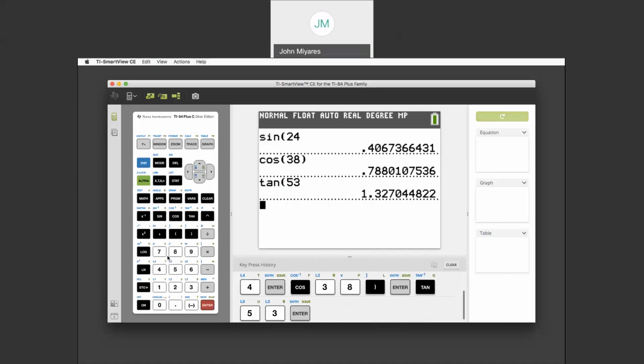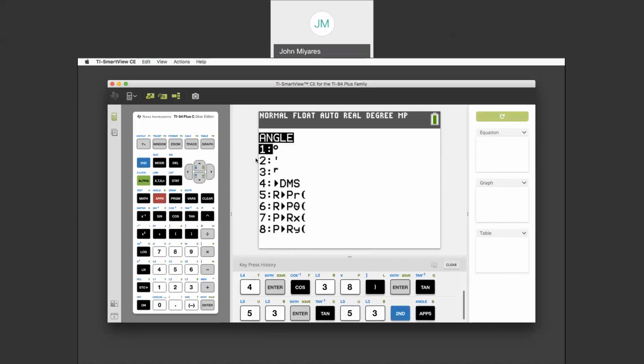To show an example, I'm going to reevaluate the tangent of 53 degrees, but I'll type tan 5, 3, then I'm going to hit second function, apps, and you're going to see option 1 has a little degree circle. Option 2 has a little apostrophe, which we will use to describe the minutes. And option 4 says DMS, which will allow us to convert our decimal to degrees, minutes, seconds. I'll show you that in a second. And then we have this letter R, which will allow us to make sure we're in radians.